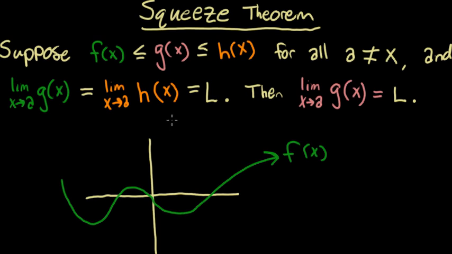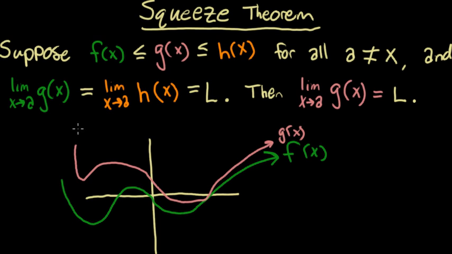Then g of x, at any point, is either equal to this line or above it. So let's go with a line, and we'll put it right there. So notice at this point they're equal, but everywhere else it's above it. So that'll be our g of x line.